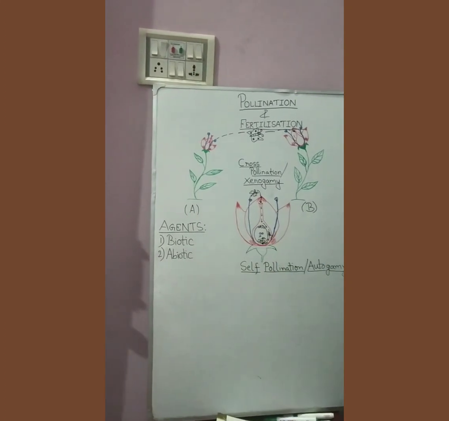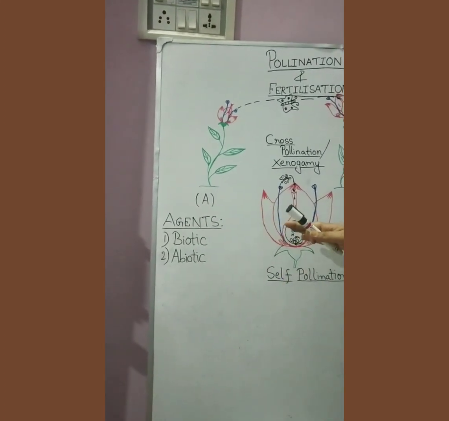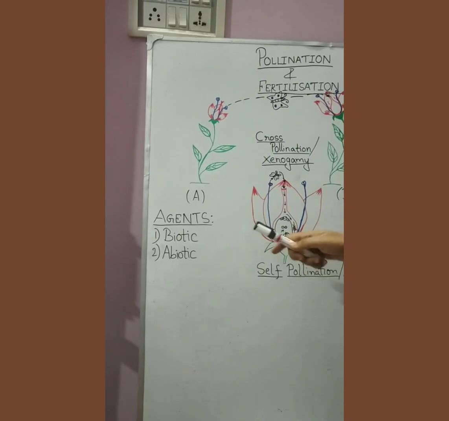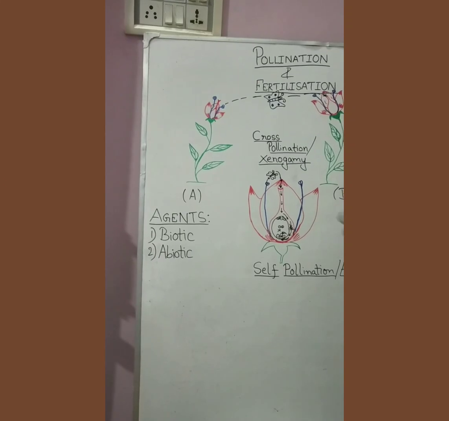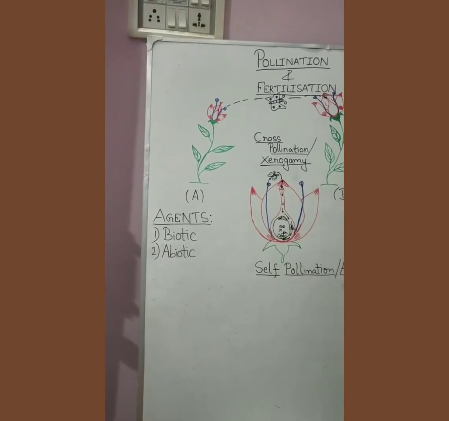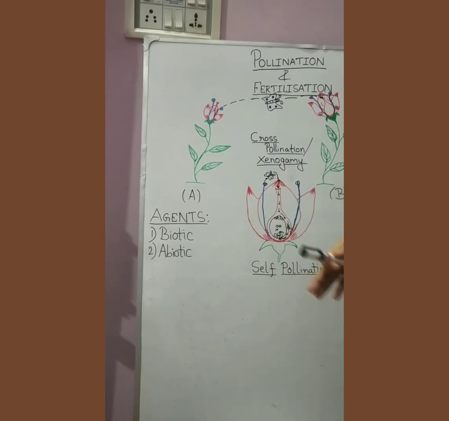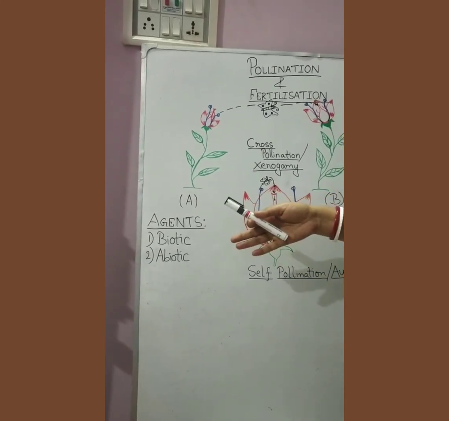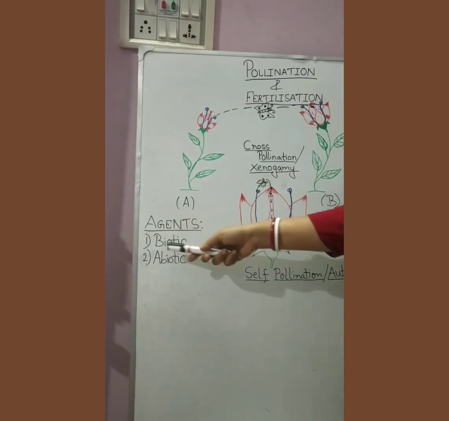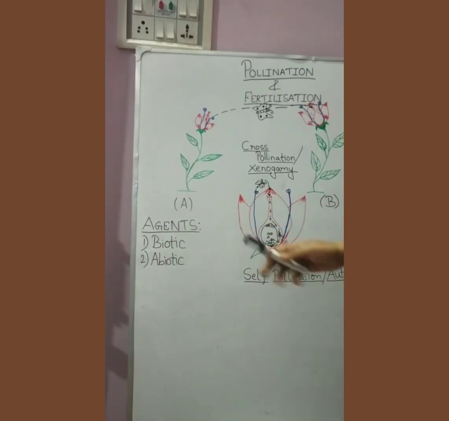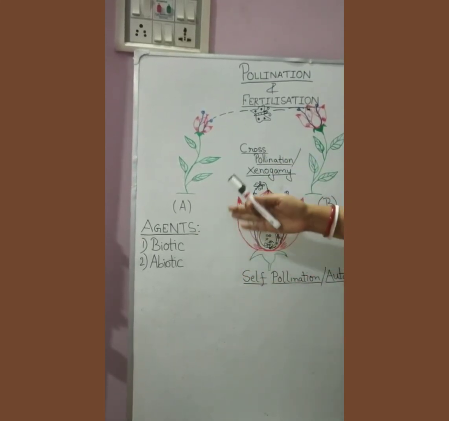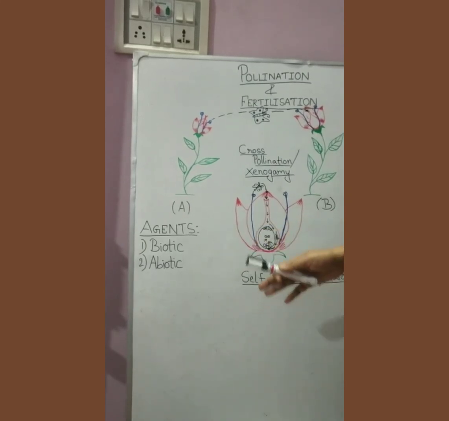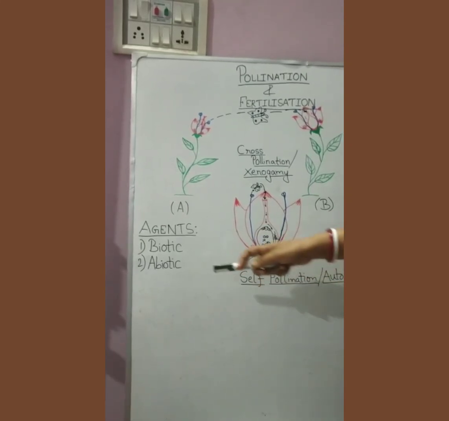Now agents of pollination. Depending upon whether the agent is biotic or abiotic, the pollination is of various types. Biotic agents include insects, birds, small rodents, sometimes snails, sometimes human beings when they are doing artificial hybridization. In that case they all will be under biotic agents. When it is done by insects it is called entomophily. When by means of birds it is called ornithophily. Likewise there are different biological agents which help in the process of pollination.